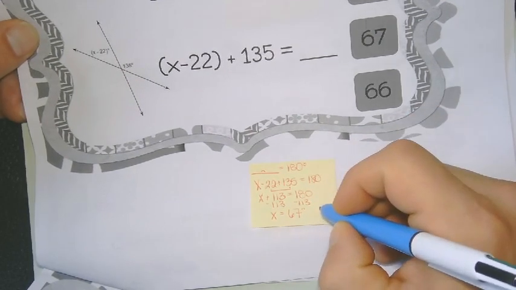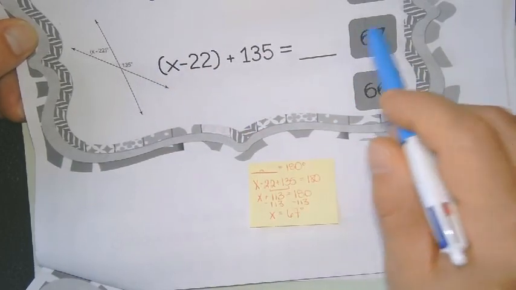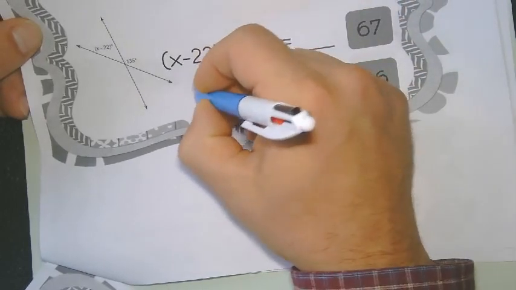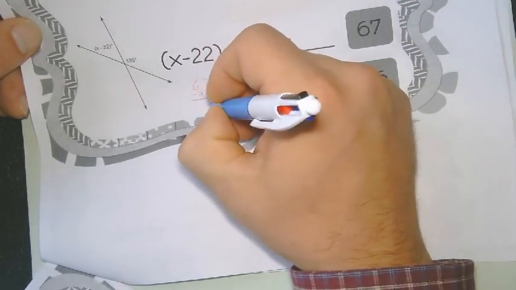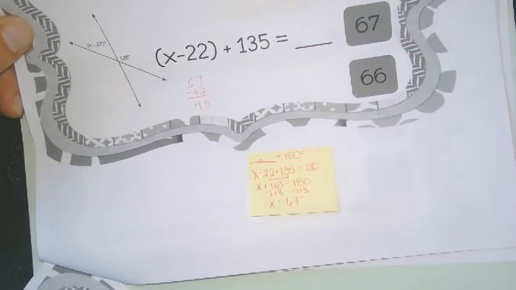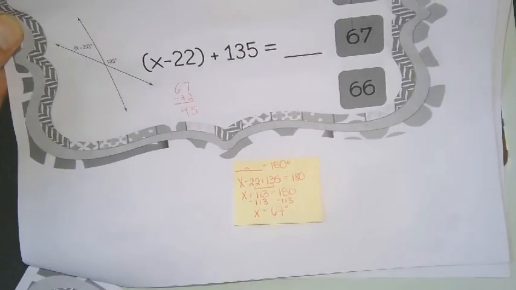And then if x equals 67, we can go back and figure the angle. Right now, you know that the answer is 67, but I always like to check to see what the angle is. So 67 minus 22 is 45. And if we add 45 to 135, we get 180. So we know that 45 degrees is a supplementary angle with 135.